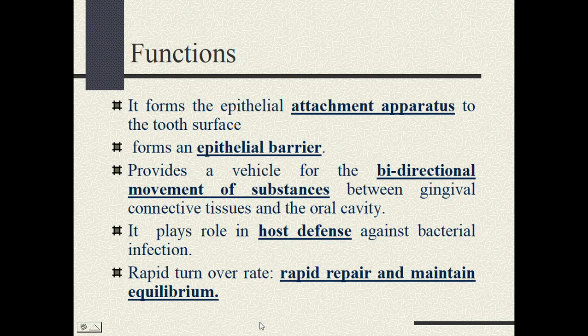Function: it forms the epithelial attachment apparatus to the tooth surface. It forms an epithelial barrier. It provides bidirectional movement of substances. It plays a role in host defense against bacterial infection, and its rapid turnover rate maintains the equilibrium.